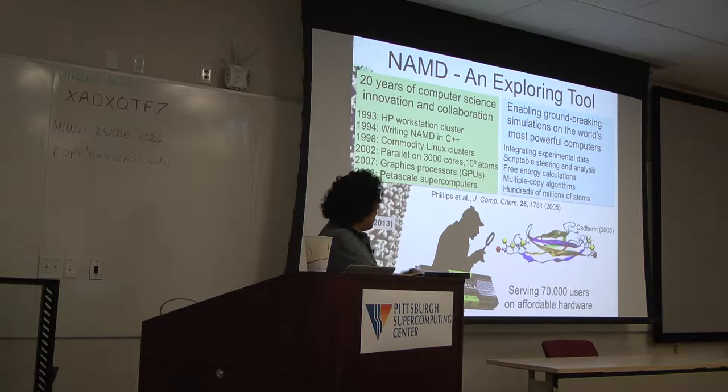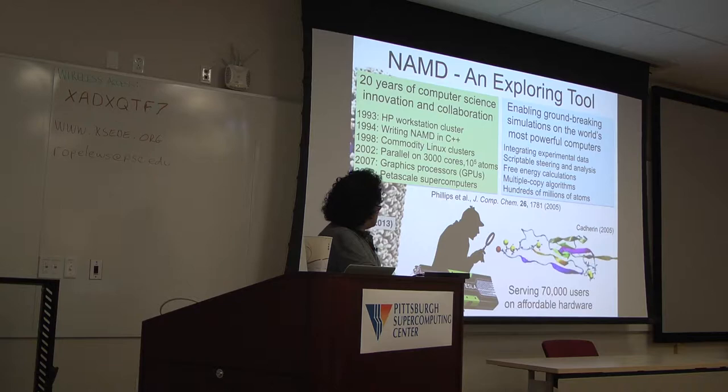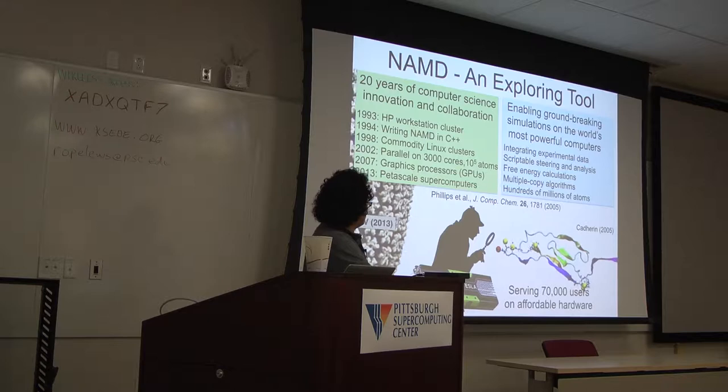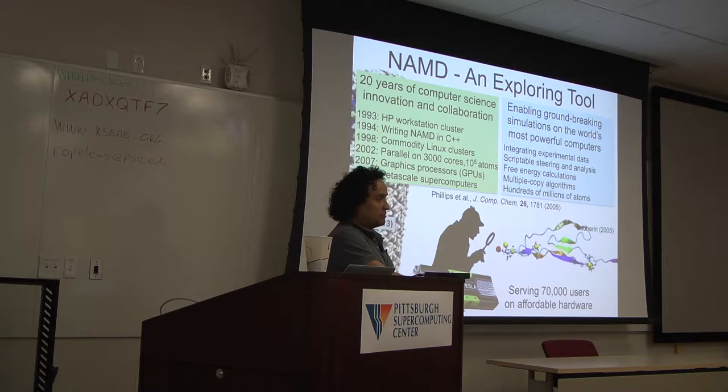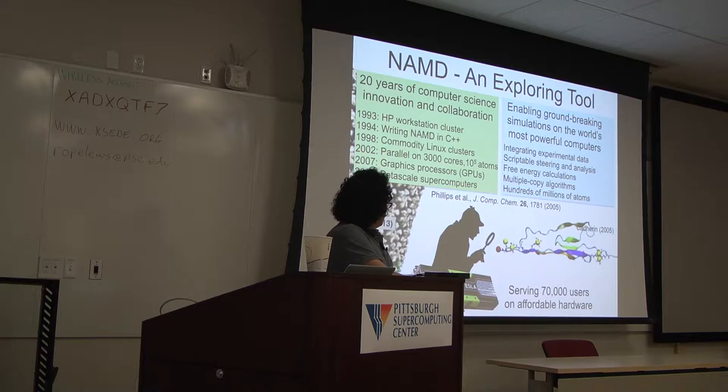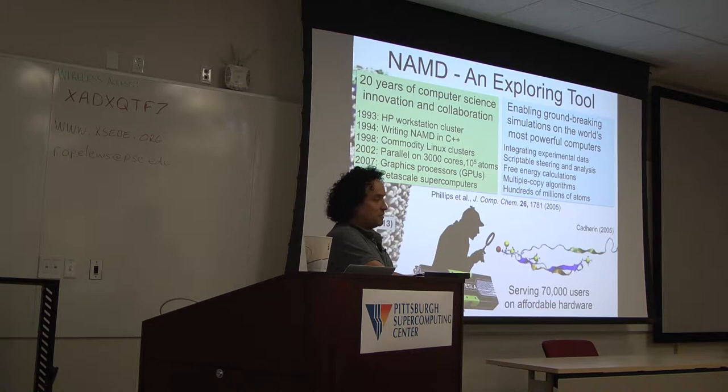So what is key about NAMD is you can accelerate your simulations by the use of GPUs. It's the program that scales the best out of any other MD code. We can scale to hundreds of thousands of cores. We can use the entire Blue Waters machine. We can use the entire Titan machine, and we're still in the pretty good scaling regime.